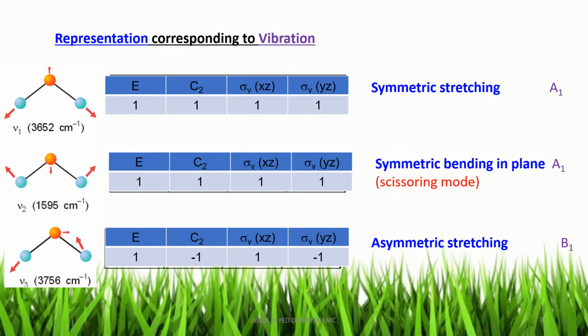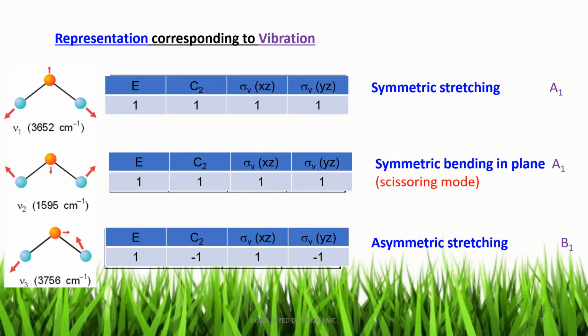Another vibration is asymmetrical stretching. What is meant by asymmetrical stretching? Asymmetrical stretching means unequal extension or compression of bonds. And here, asymmetrical stretching has B1 character. After asymmetrical stretching, on operation of the identity element, we get a structure similar to the original one. Therefore, the character is 1.